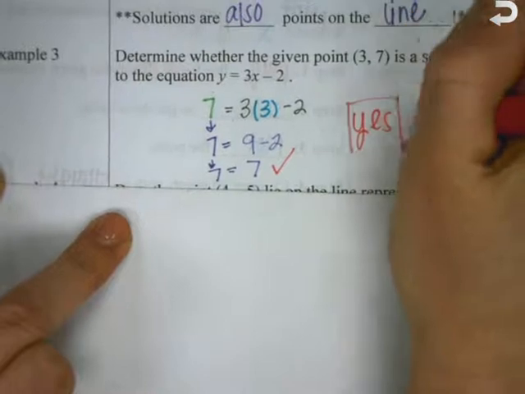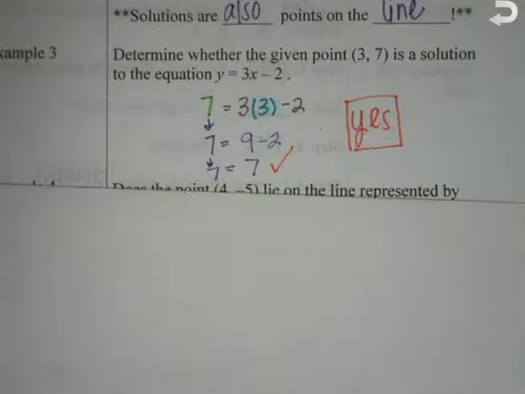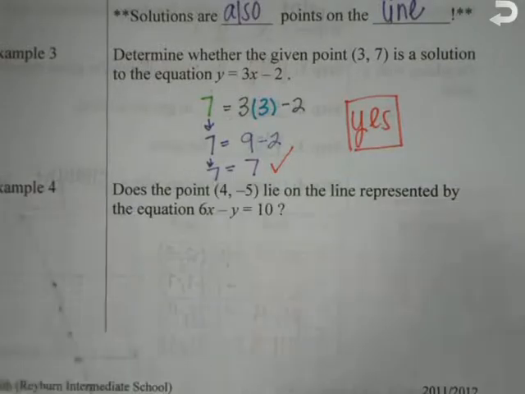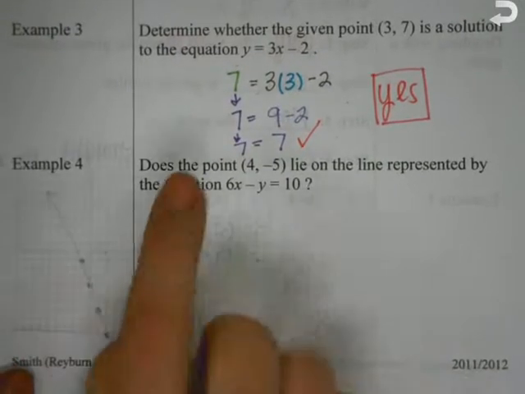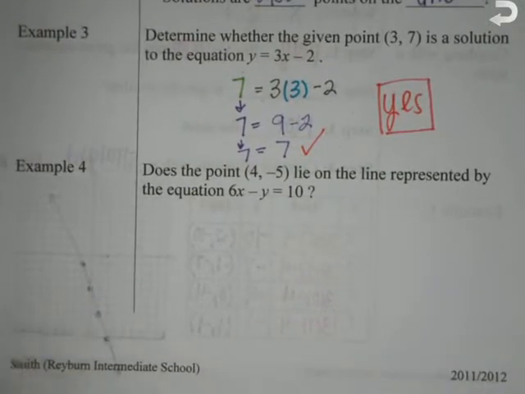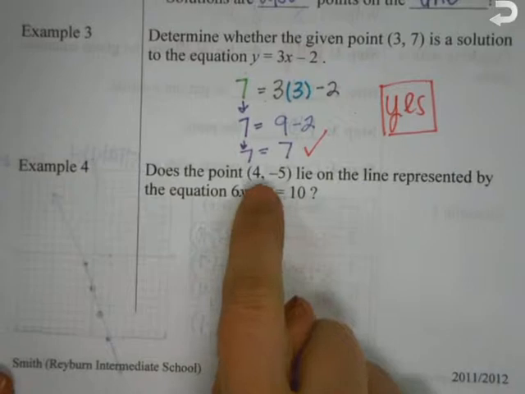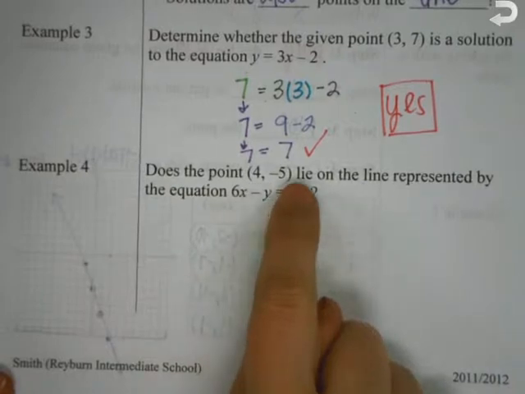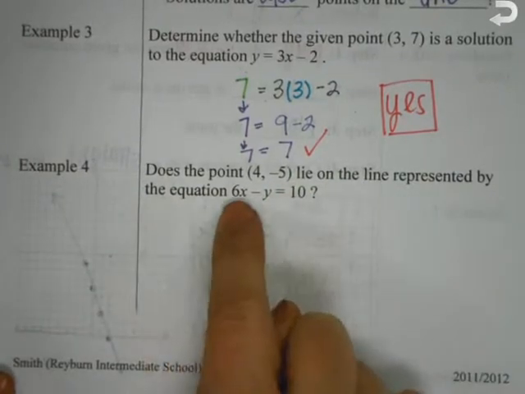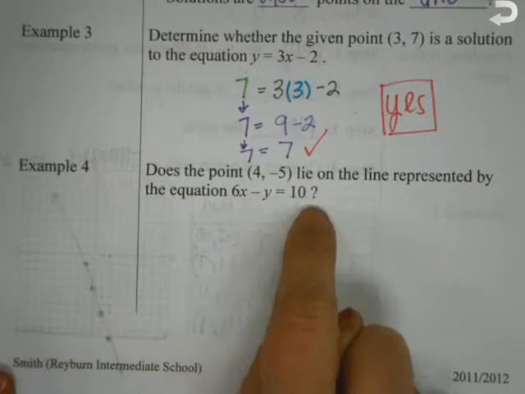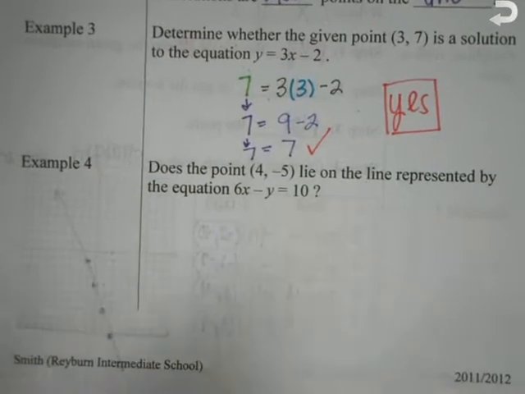Example 4, it's worded a little bit differently, but it's asking you the same thing. Does the point 4, -5 lie on the line represented by the equation 6x minus y equals 10? So plug those in and see if you get a true statement. Will somebody tell me what they got after they plugged everything in? Ashley? Not the answer. Tell me how you plugged it in.